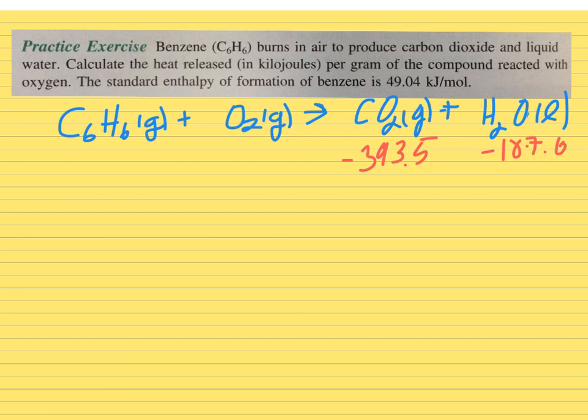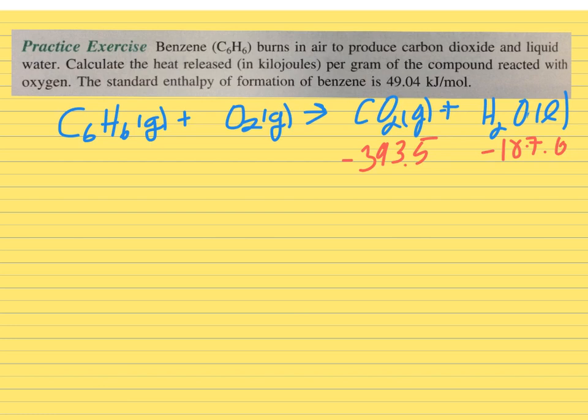Yep, on page 258. So this reaction at the bottom says benzene burns in air to produce carbon dioxide and liquid water, and those two products are very important. It says calculate the heat released in kilojoules per gram of the compound reacted with oxygen. So the compound reacted is the benzene.